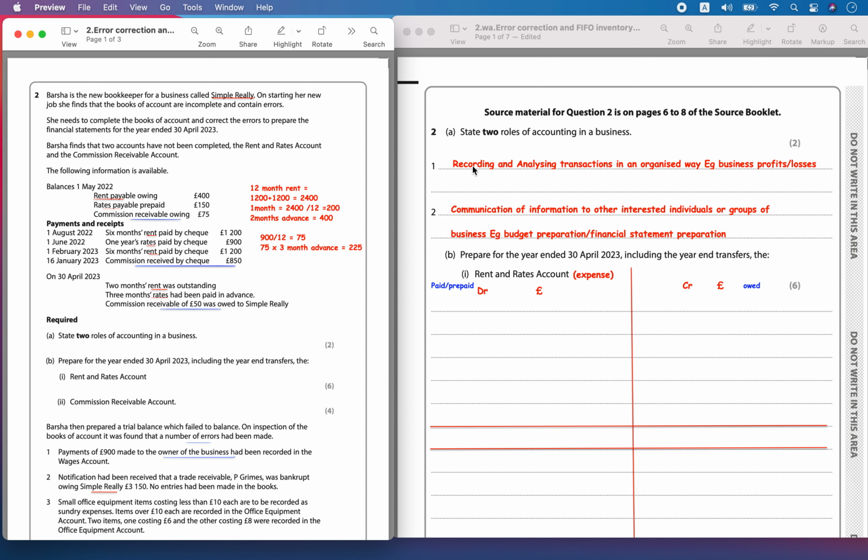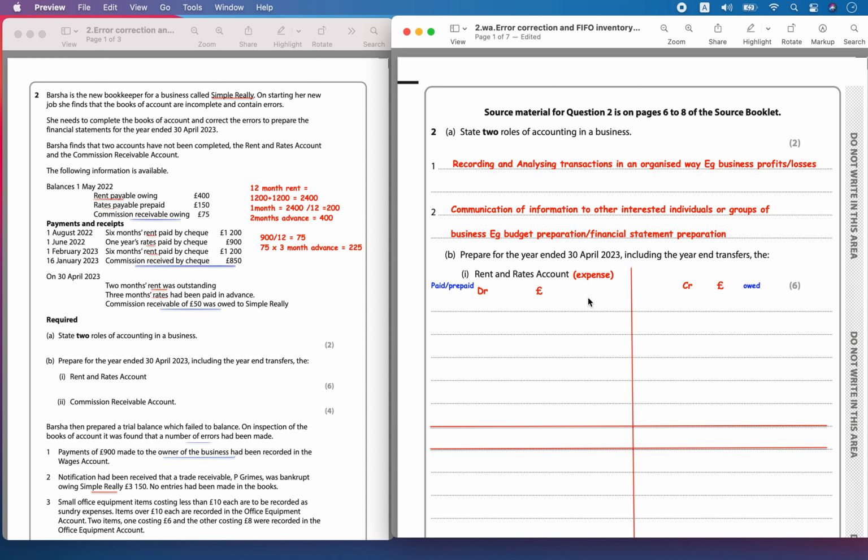State two rules of accounting in the business. So those two rules are going to be recording and analyzing the transactions in a more organized way, and also there will be communication of information to other interested individuals or groups. Example, it could be used for budget preparation or financial statement preparation. Now first, prepare for the year ended 30th April 2023, including the year end transfers.